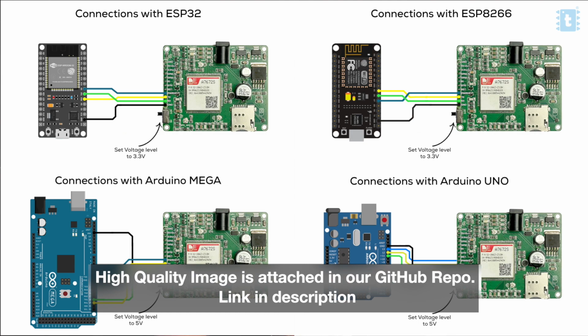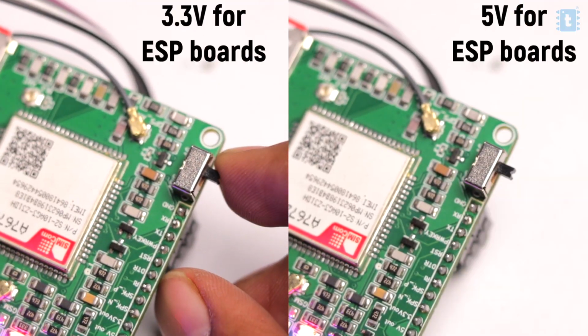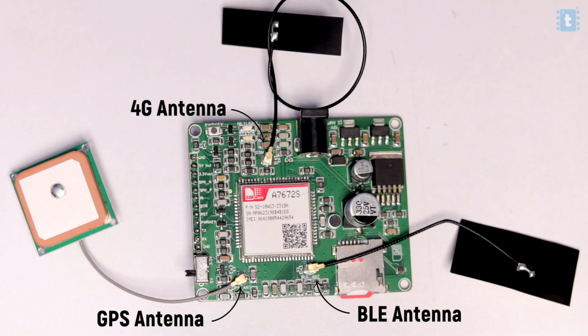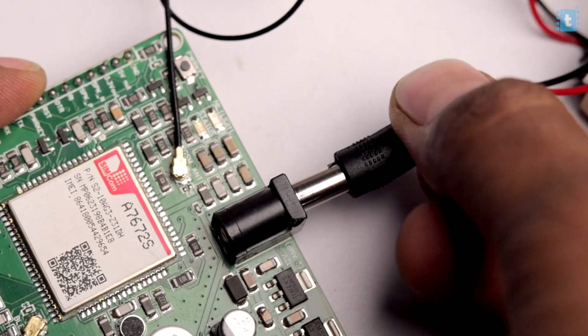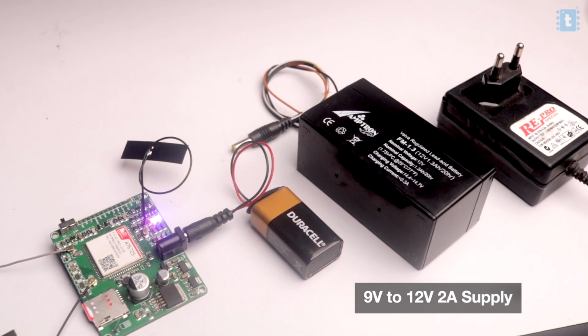So let's get started. Now before moving ahead with the code part, make sure the 4G module is connected properly with the microcontroller board of your choice, the SIM card is inserted in the correct position, the voltage level switch is at the right position, all the antennas are connected to the respective slots, and the module is powered up properly with a 9 volt to 12 volt, 2 ampere power supply.